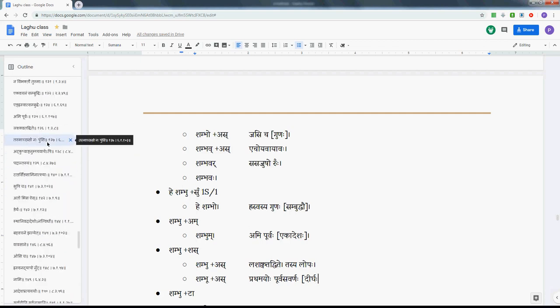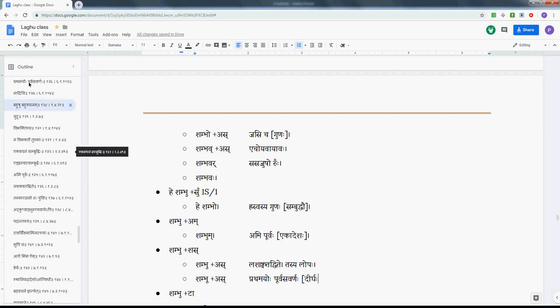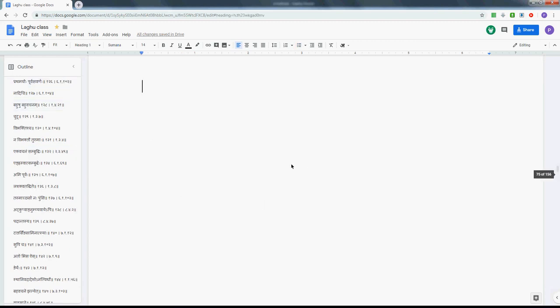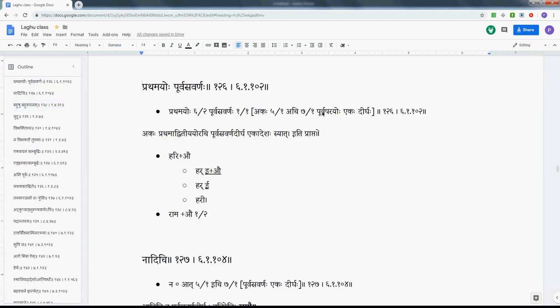So, Prathamayoho Purva Savarnaha, you would have seen this long back. This Prathamayoho Purva Savarnaha Dirgaha. What is this? Purva Parayoho Ekadesha, Purva Parayoho Ekaha Adesha. What is that? Dirgaha. You had seen this earlier. Therefore, what will you get here?